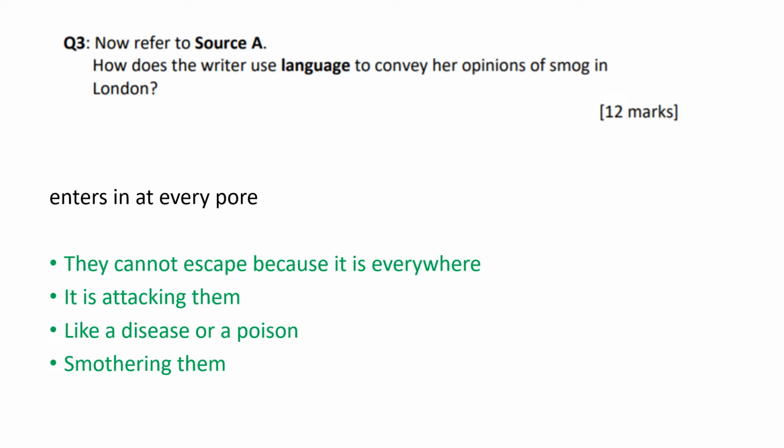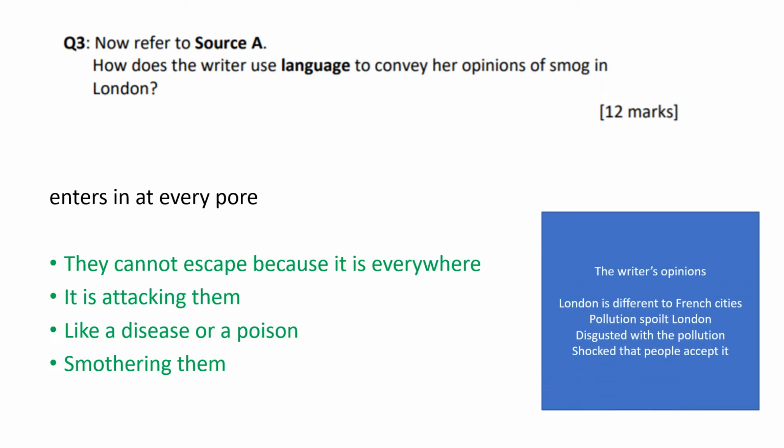So take your quote, think about what you can say. What does it make you think of? What does it make us understand? What is it teaching us? Then think about the writer's opinion. So I've got here, these are the writer's opinions. I've just bullet pointed them. So she thinks London's different to French cities, that the pollution has spoilt London, that she's disgusted with the pollution, that she's shocked that people accepted it.